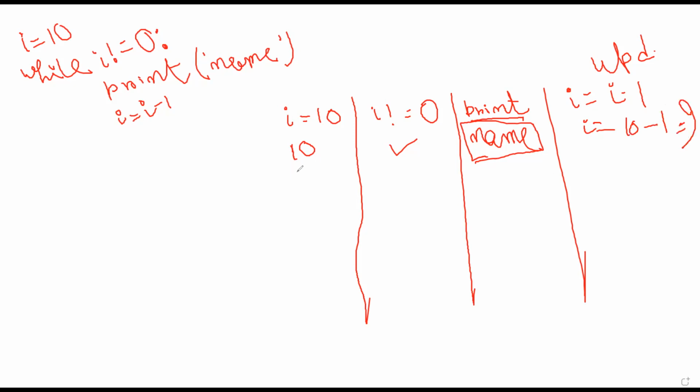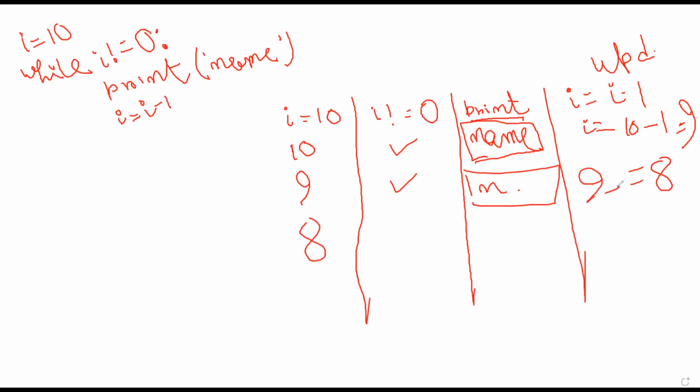What is the I value now? 9. Is I not equal to 0? Yes. What will it print? Name. What will be the next I value? 9 minus 1, 8. Now the I value is 8. Is 8 not equal to 0? Yes, it satisfies the condition. Then name is printed. Then the update condition, 8 minus 1, 7. In this way, it goes on until 1.